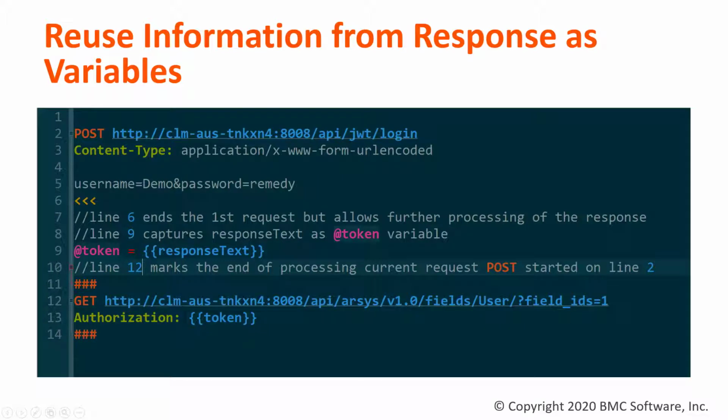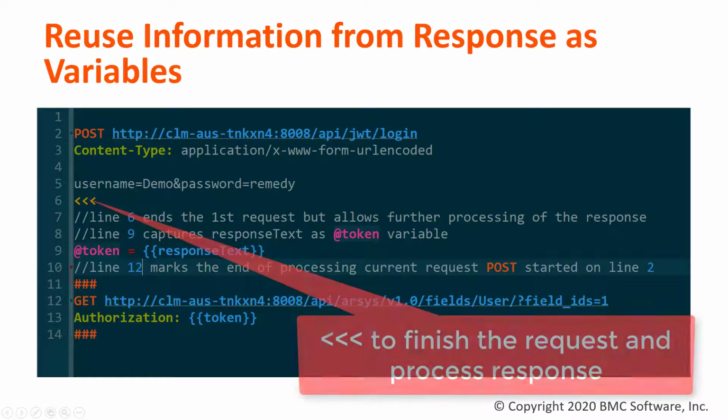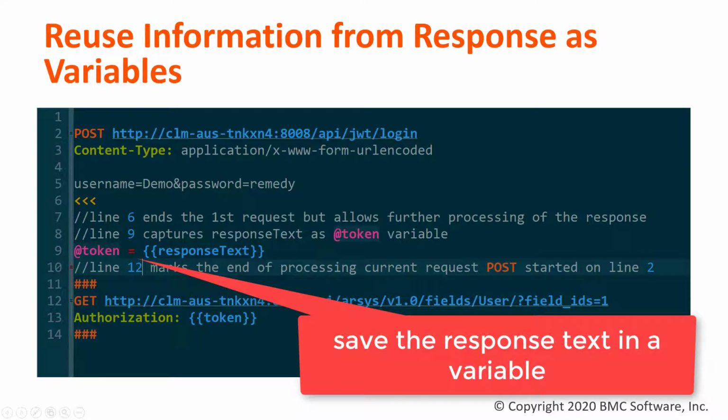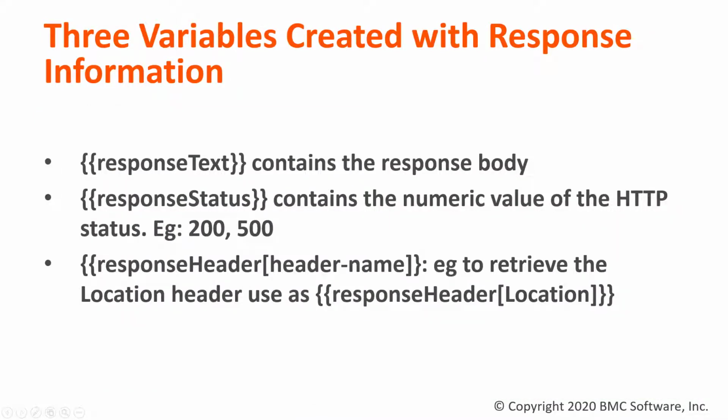Once data comes back from the server, parts of the response may be useful to issue new requests. Marking the end of this request is the ### sign. This means the request is completed, but before moving on to the next one, we would like to capture parts of the response as variables. TestHttpClient generates 3 variables for us: response text, response status, and response header. We can use any of those variables after the ### sign to capture information from the response as variables.